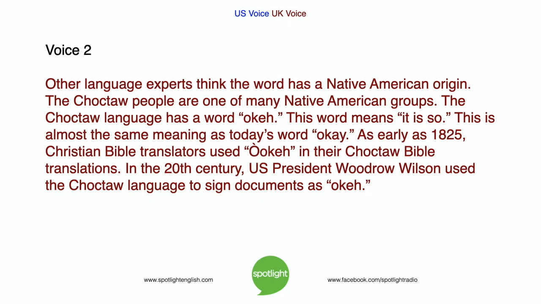Other language experts think the word has a Native American origin. The Choctaw people are one of many Native American groups. The Choctaw language has a word oke. This word means it is so. This is almost the same meaning as today's word okay. As early as 1825, Christian Bible translators used okay in their Choctaw Bible translations.